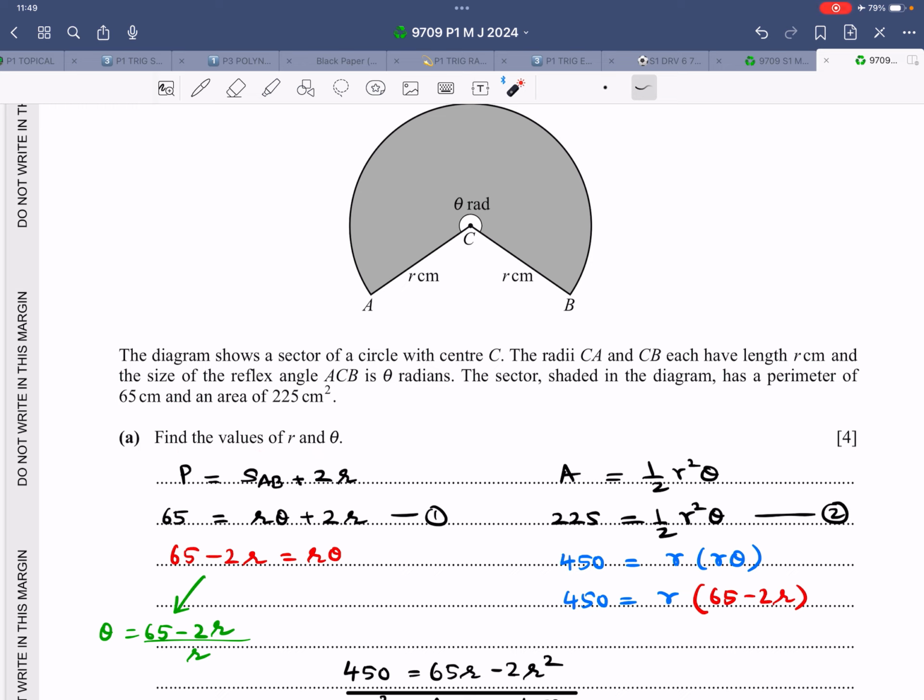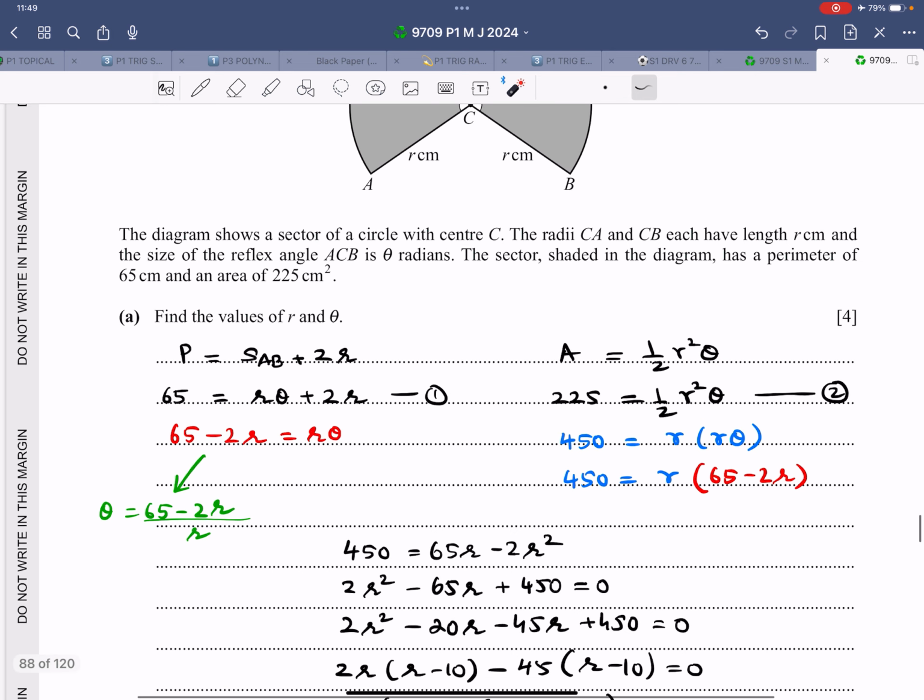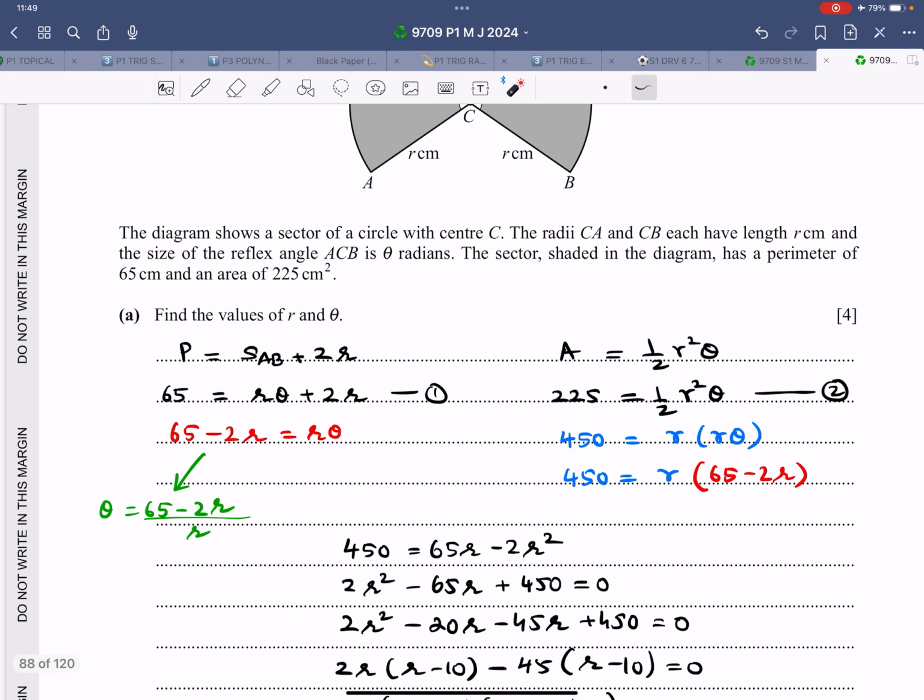Now you have realized it's a simultaneous equation question. Perimeter is basically r plus the arc length. Arc length is r theta, plus 2r equals 65. Leave it as it is for right now. Area is half r squared theta, 225 is half r squared theta. Now there were 2 options. I could have made r the subject and then substituted it, or I simply made r theta the subject.